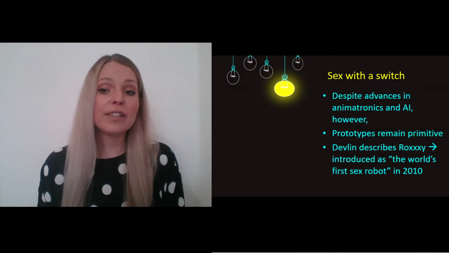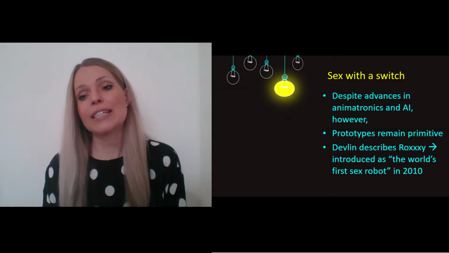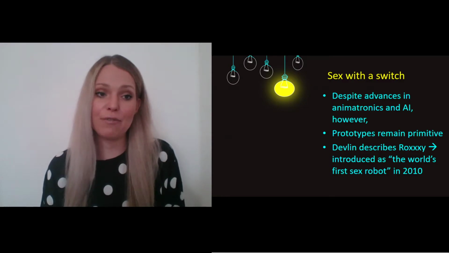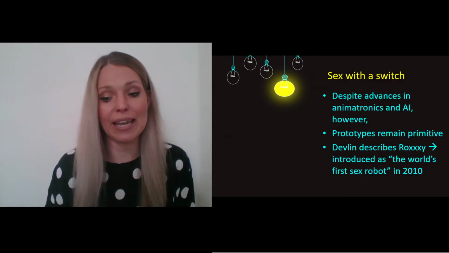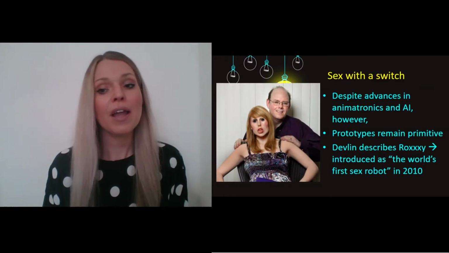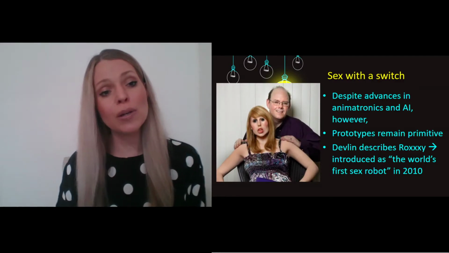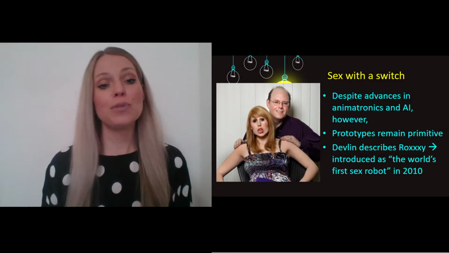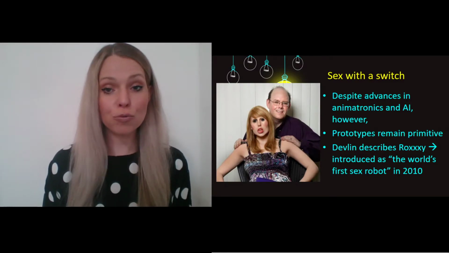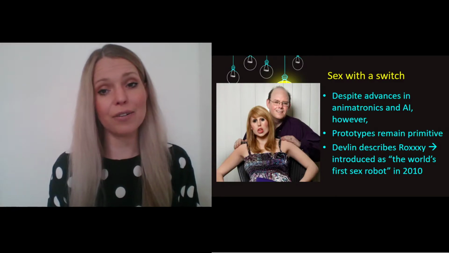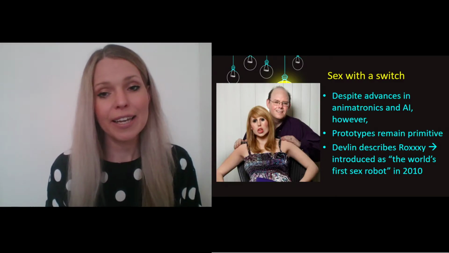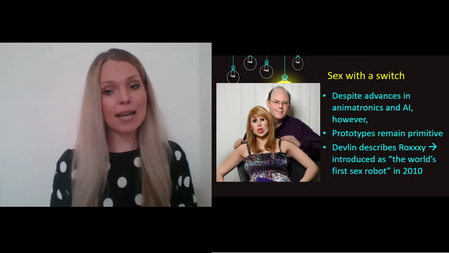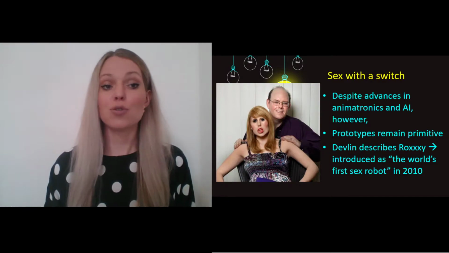And despite advances in animatronics and AI as well, it was a very primitive robot start at the beginning. I wanted to show you Roxy. In 2010, so only like 11 or 12 years ago, Roxy was developed. If you take a look at her, she's like this rubber doll, and I'm not sure if she's scarier or the man behind. Actually, the man behind, much scarier. But Roxy, as you can tell, was not an AI-based robot.